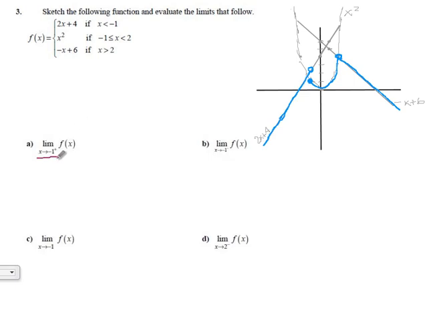Limit as x approaches negative 1 from the right. Here's negative 1. If we come at it from the right side, we're following the parabola. So if we want to know what's happening at negative 1, we should go to the parabola and say, hey, x squared, what do you do when we put negative 1 into you? Turns out our limit there is 1. The parabola says, very close to negative 1, my y value will be very close to 1, and indeed the graph seems to confirm that.